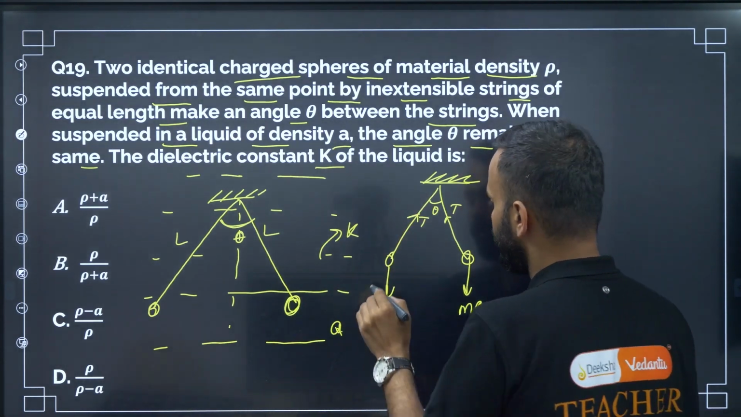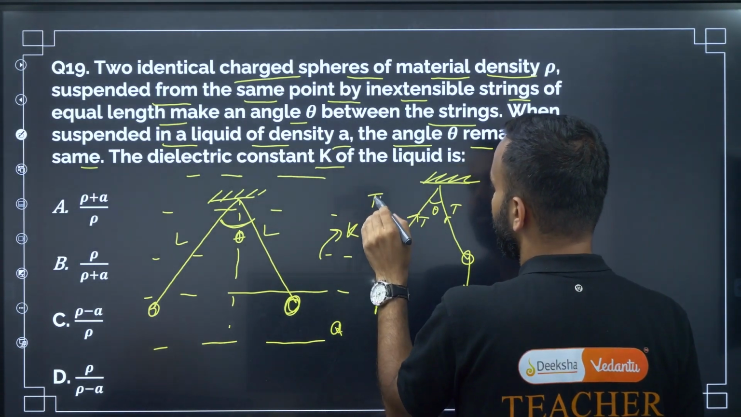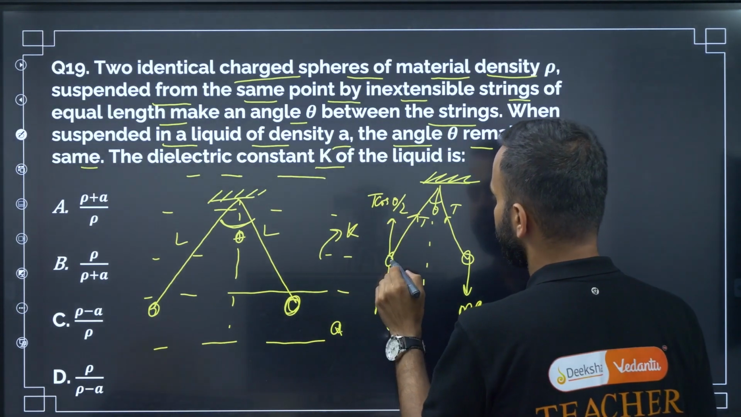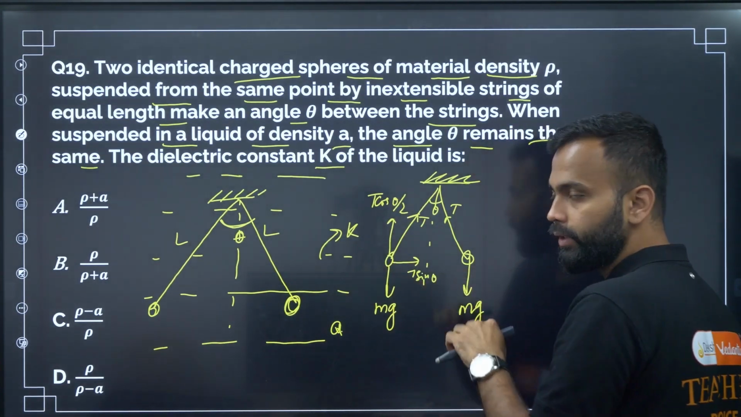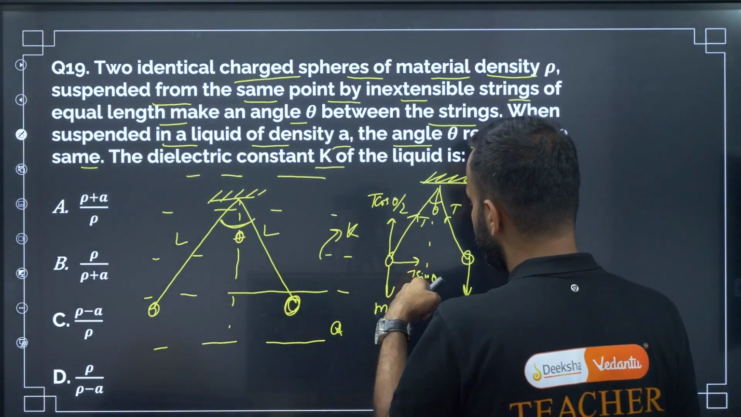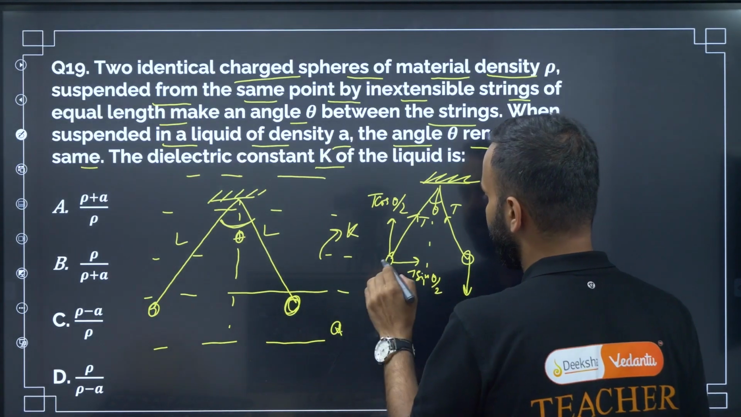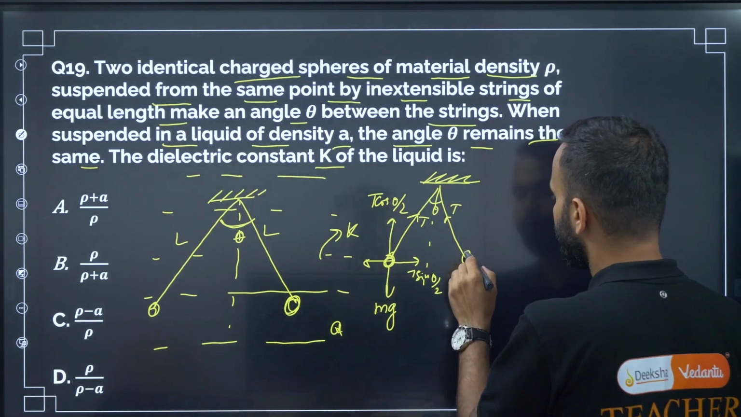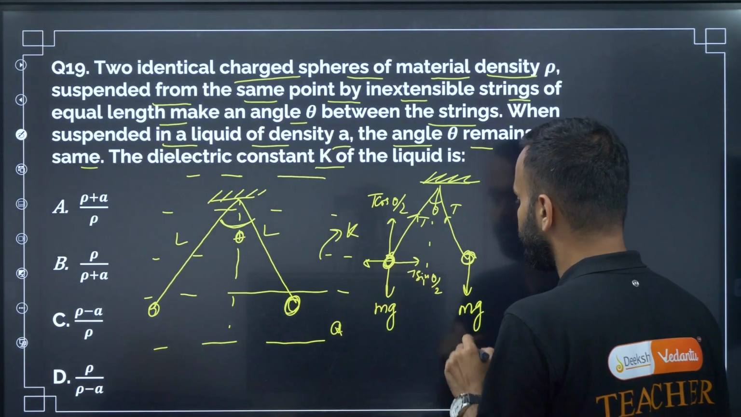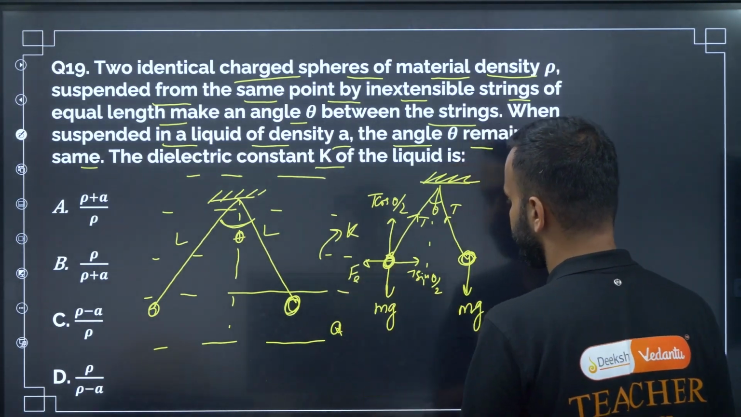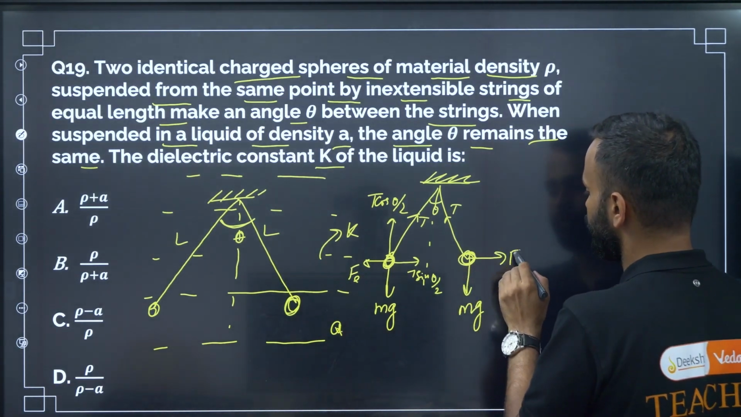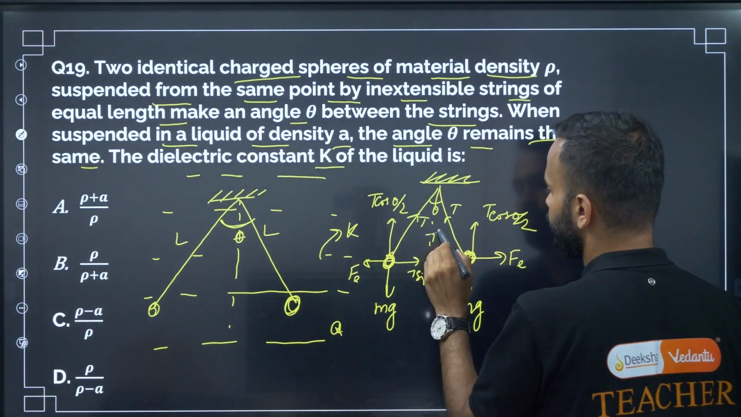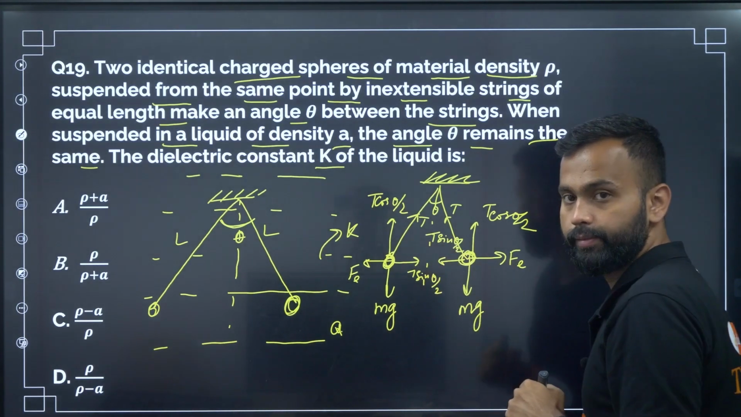So we have to resolve T. So this will be T cos theta by 2. This is theta by 2 and theta by 2. So T cos theta by 2 and T sin theta by 2. The whole system is in equilibrium in air. So this T sin theta by 2 will be cancelled by the electrostatic force, the force on this sphere due to this charged sphere. So this is Fe. The same thing for this charged sphere also, Fe, T cos theta by 2 and T sin theta by 2.